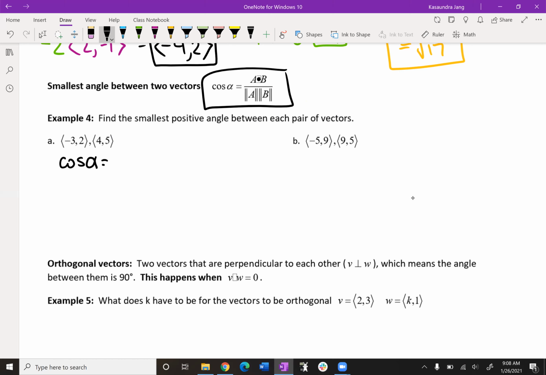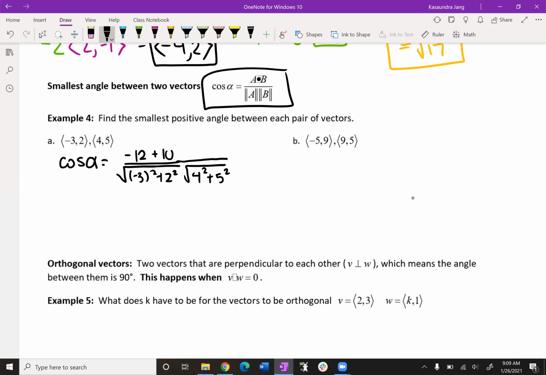Okay, so my dot product in the numerator, my x's multiplied together, so -3 times 4 is -12, plus the y's multiplied together, so 2 times 5 is 10. That's my dot product, over the magnitudes. I have to do the magnitude, that was a big square root, right? Let's do that of our first vector, so -3 squared plus 2 squared. There's my first magnitude. I have to multiply that by my second magnitude, the magnitude of my second vector, so 4 squared plus 5 squared under my square root.